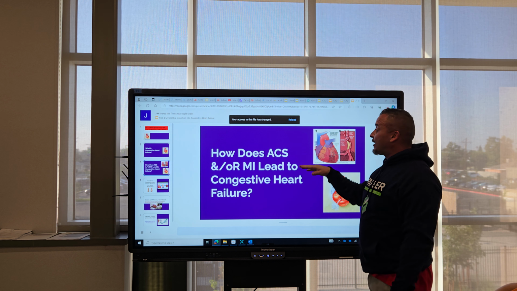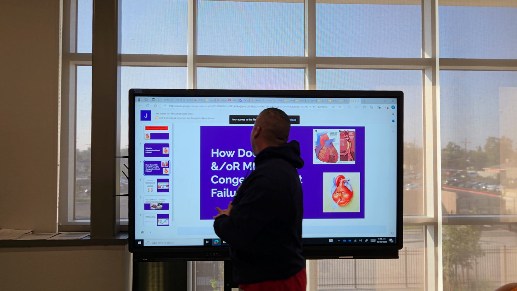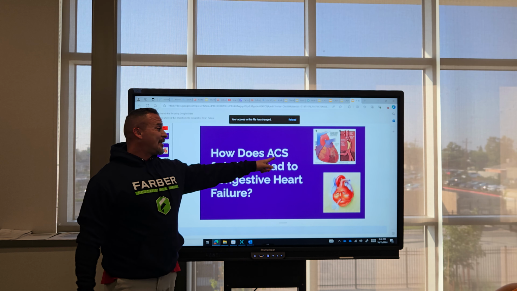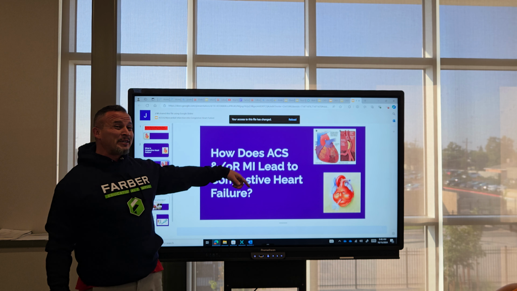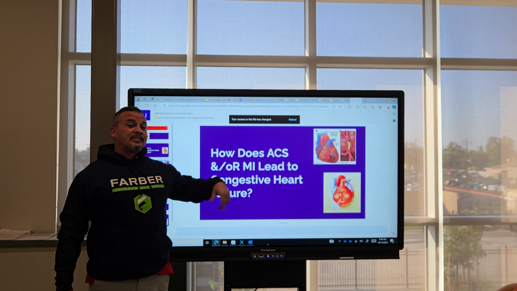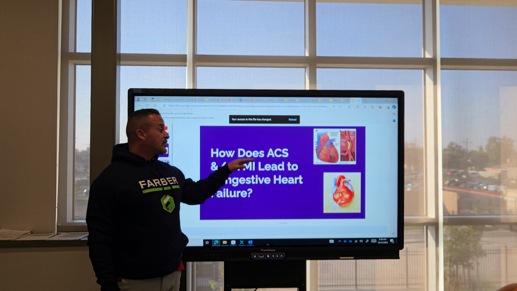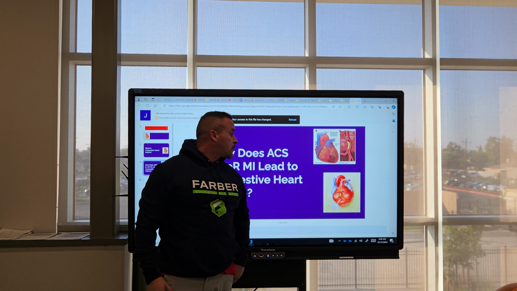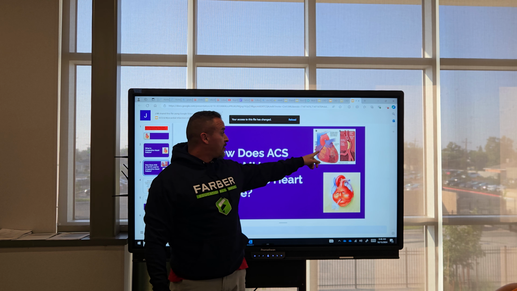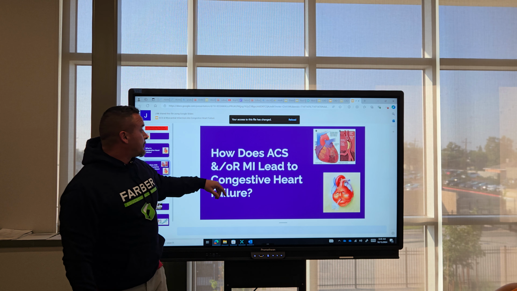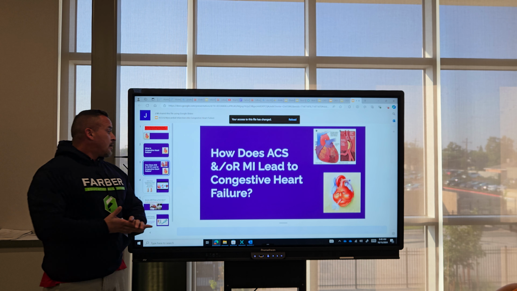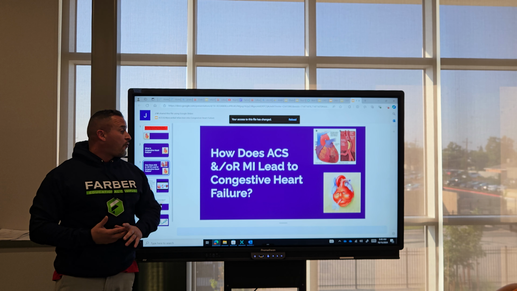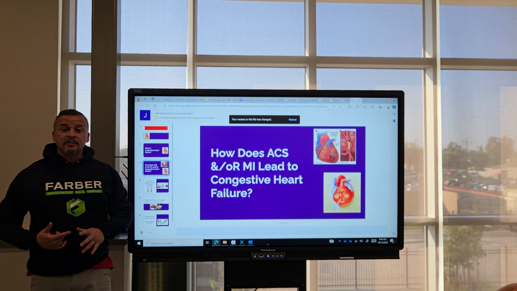So how does ACS and or MI, so MI stands for myocardial infarction, ACS is acute coronary syndrome, and acute means sudden. It doesn't mean adorable, it means sudden. Coronary, we're talking about the vessels that go over the heart. So we're talking about these vessels right here. All right, syndrome. So how does ACS and or myocardial infarction lead to congestive heart failure?